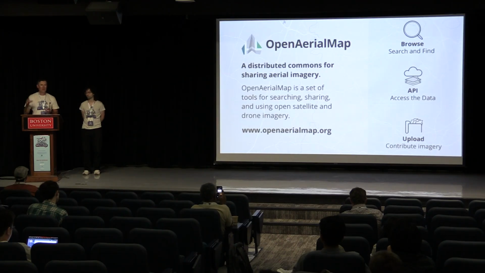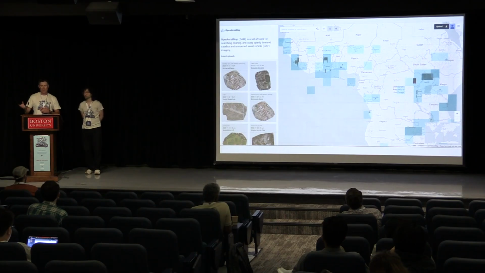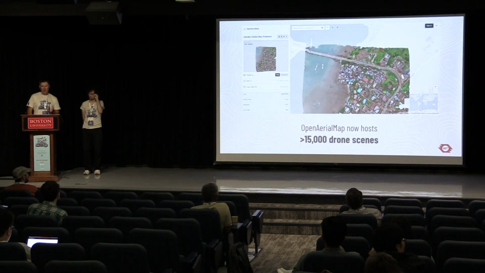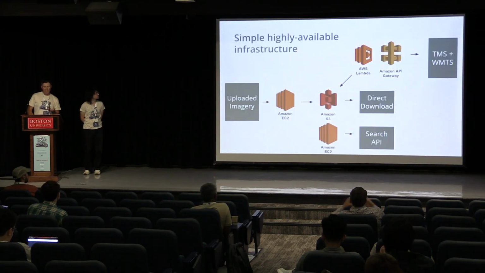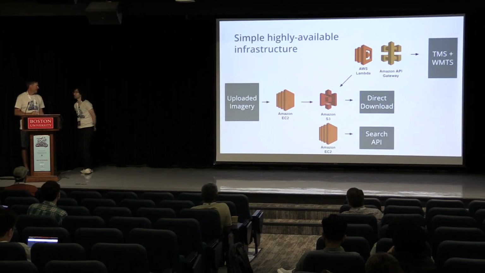You can go on OpenAreaMap and search, find, and access the imagery through API. You can download the imagery as a full GeoTIFF, cloud-optimized GeoTIFF, and most importantly, you can contribute. So you can upload imagery into the system. If you go to OpenAreaMap, you see all the places in the world where there's imagery, and for each image you can get a TMS or WMTS image link that you can use in your mapping tools or download the actual file. I'll hand it over to DK for the more technical aspect.